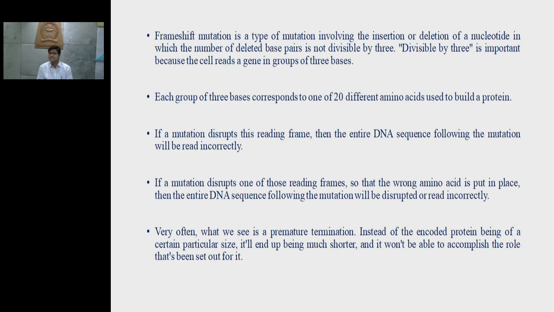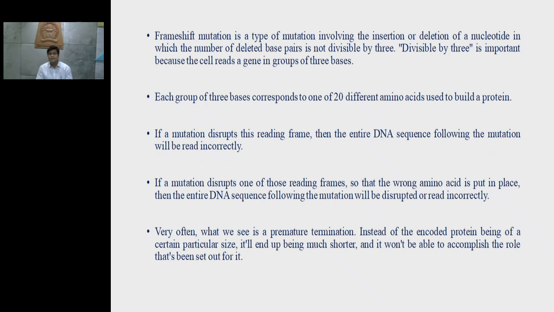This kind of mutation involves deletion or addition of nucleotides, where the number of deleted or added base pairs is not divisible by 3. Divisibility by 3 is very important because the cell reads a gene in groups of 3 bases. Each group of 3 bases corresponds to one of the 20 different amino acids used to synthesize protein. If a mutation disturbs the reading frame, then the entire DNA sequence following the mutation will be read incorrectly.